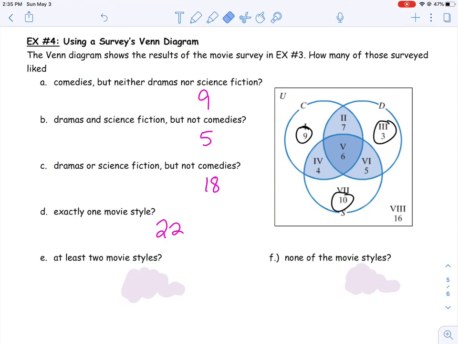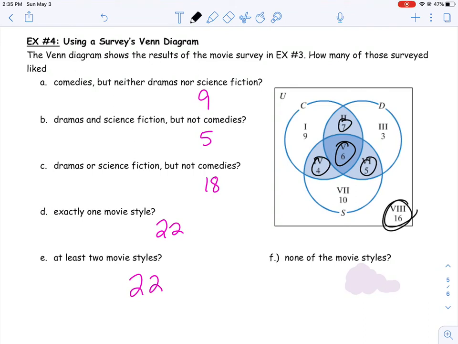Part E, how many people liked at least 2 movie styles? If I like at least 2, that means I like 2 or 3, right? So here, they like comedies and dramas. These guys like science fiction and dramas. These guys like comedies and science fiction. And if I like 2 or 3, can I also include the ones in the middle? That's 4 plus 6 plus 5 plus 7. Did you say 22?